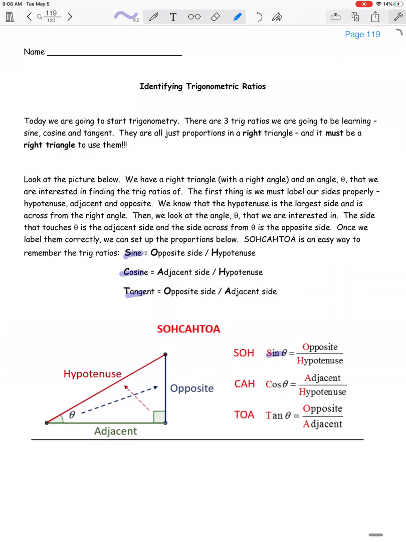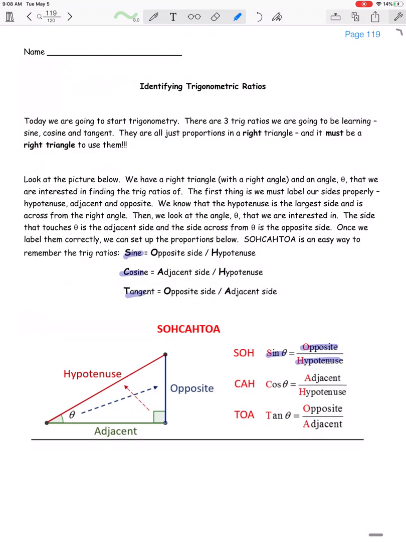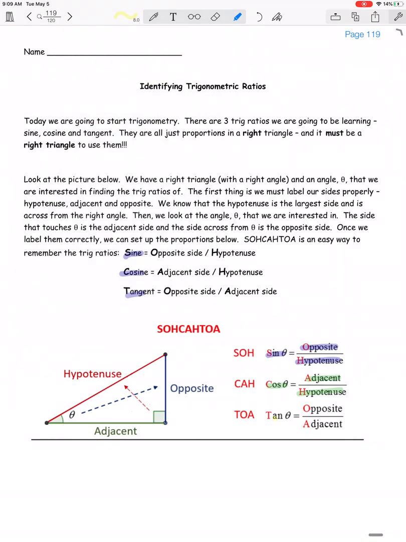So you see the relationships here. We have sine is opposite over hypotenuse. We have cosine as adjacent over hypotenuse. And we have tangent as opposite over adjacent.